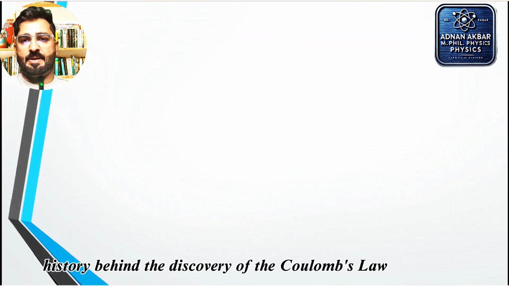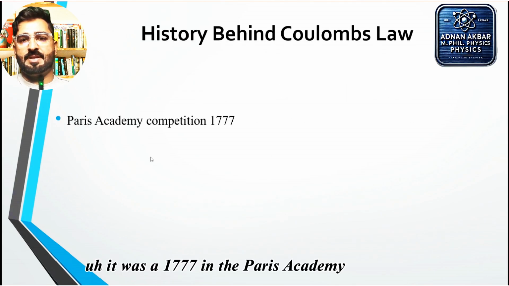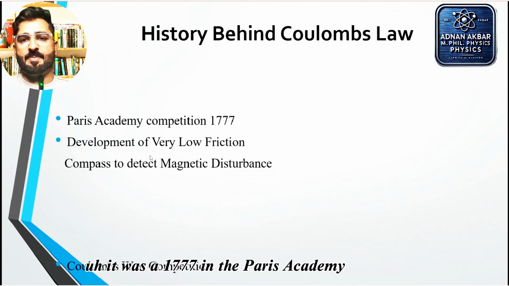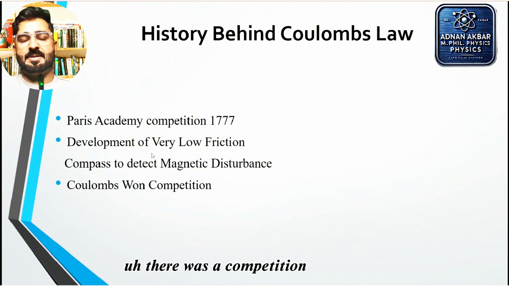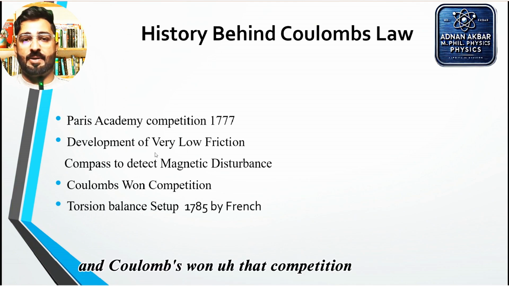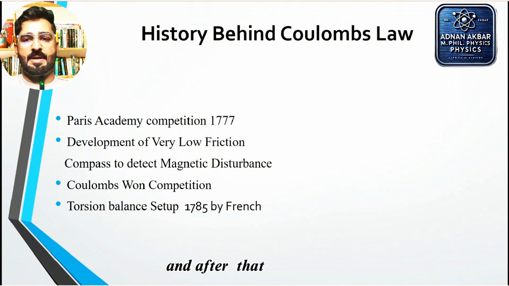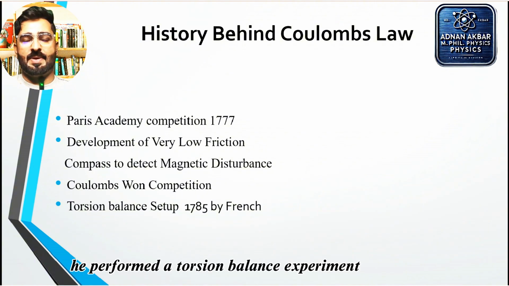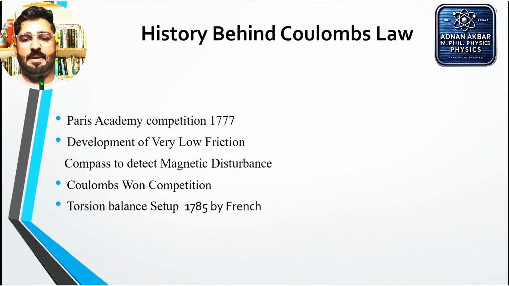Okay, let's start from the history behind the discovery of Coulomb's law. It was 1777 in the Paris Academy. There was a competition to develop a very low friction compass to detect the magnetic disturbance, and Coulomb won that competition. After that, he performed a torsion balance experiment and published his Coulomb's law in 1785.